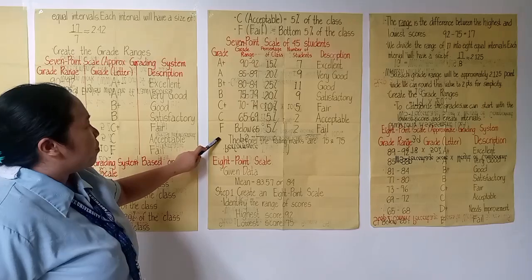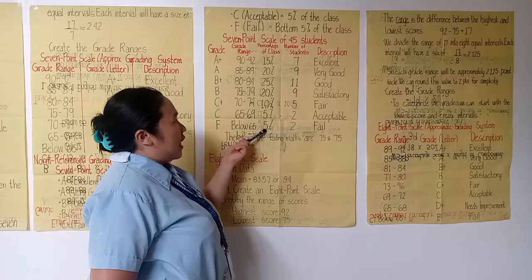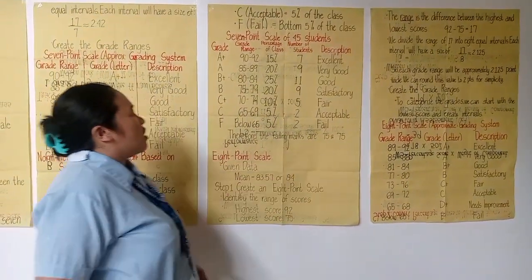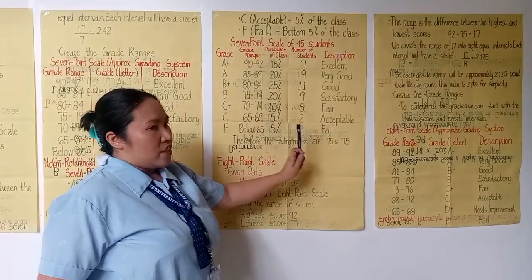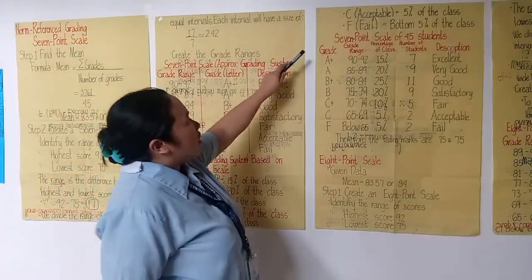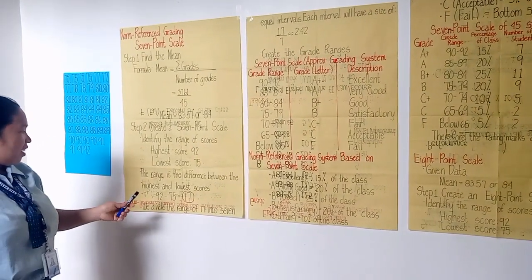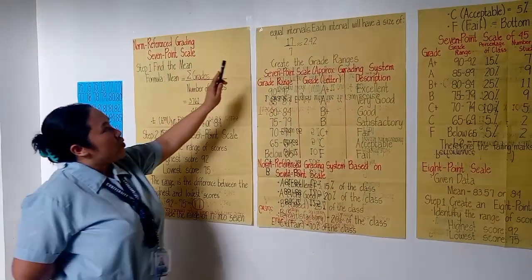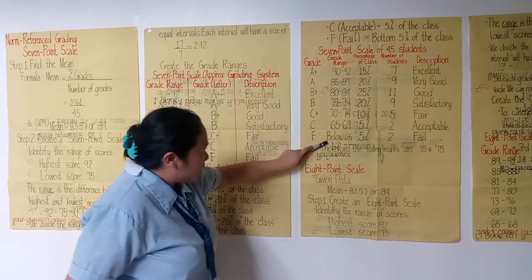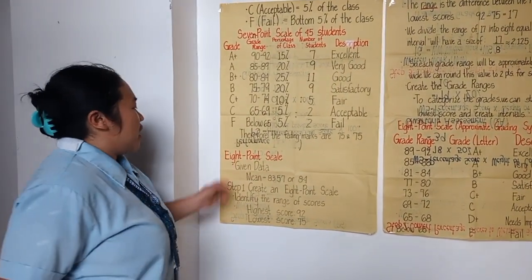And then grade F, the grade range is below 65. Also 5% of the class. So it has 2 students, described as fail. So therefore, the failing marks are 75 and 75 in the 7-point scale. So in getting the 7-point scale, we refer to this interval. We come up with this grade range because of this size interval. Now let's move on to the 8-point scale.